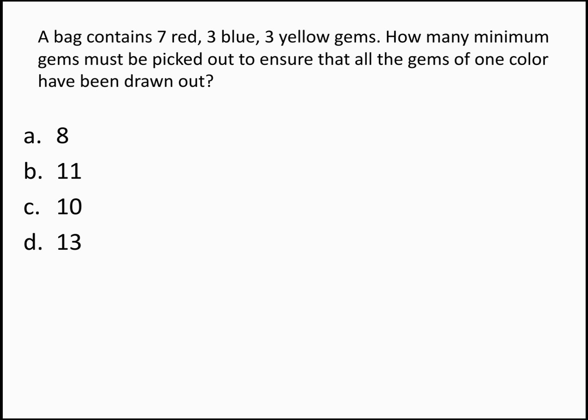A similar kind of question, a bag contains 7 red, 3 blue, 3 yellow gems. How many minimum gems must be picked out to ensure that gems of every color have been drawn out, right? Now first 7 being red and second 3 being blue. Only in the 11th possibility you have a yellow gem in your hand, right? So the total number of takes that you have to do is 11.